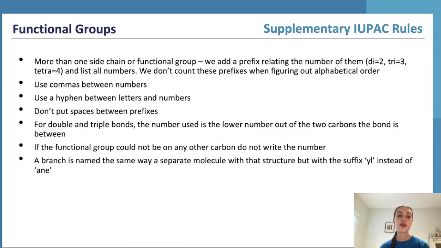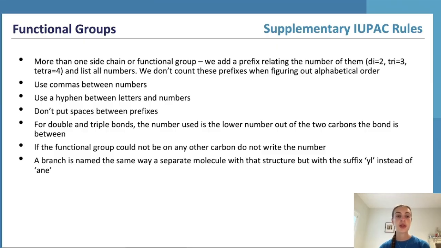Then when we're looking at double and triple bonds, that being alkenes and alkynes, the number used to name where the double or triple bond is located is going to be the lower number out of the 2 carbons that the bond is between. For example, if the double bond is between the first and second carbon, you would name it as being at the first carbon. If it was between the 4th and the 5th carbon, you'd say it's at the 4th carbon. If it was between the 2nd and the 3rd, you'd say that's at the 2nd carbon. So it's always going to be the lowest number between the 2 carbons.